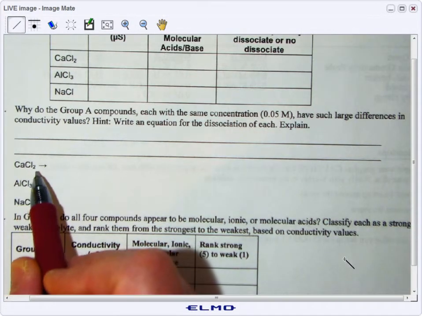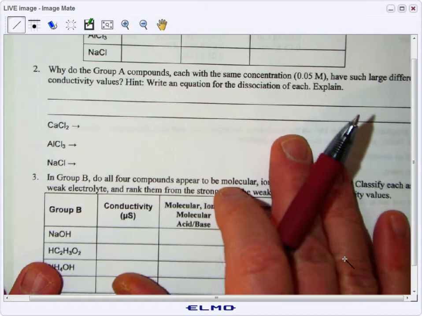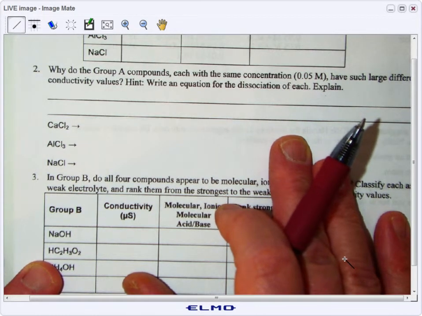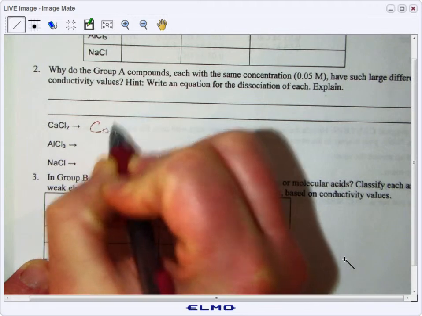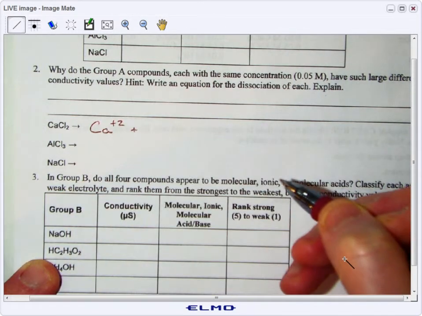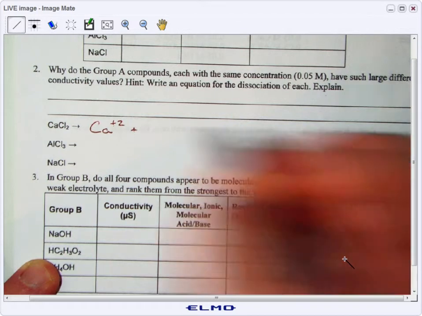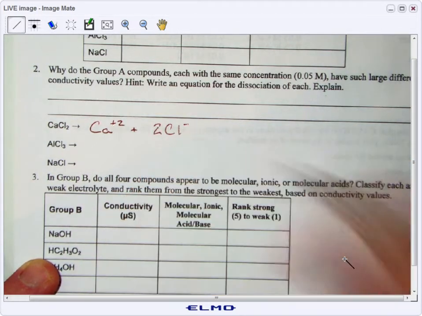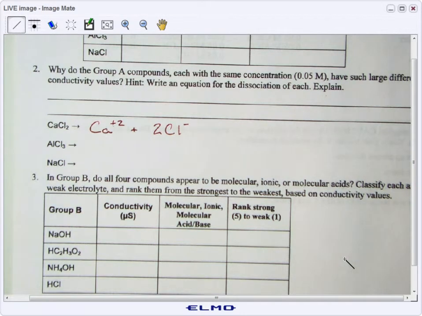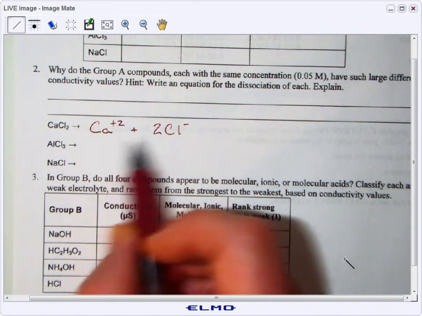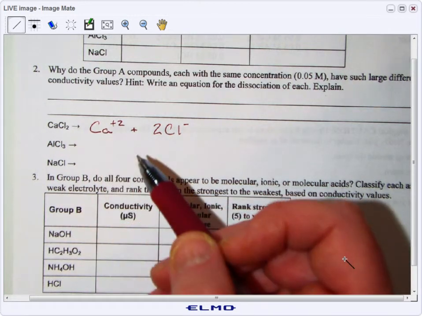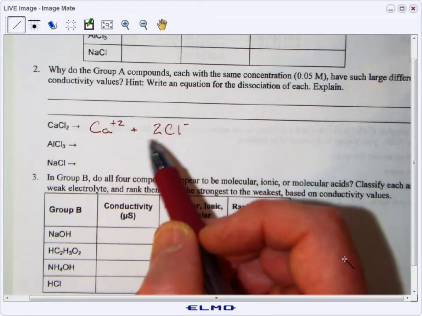So CaCl2. What is it? What ions does it split into? Ca, which has a +2 charge. And how many chlorines? 2. That's what they want you to write. They want you to show how it splits up. And I'm telling you now, and later on you'll see, the more particles it splits into, the higher the conductivity. The more particles that can carry that electricity across the stream.